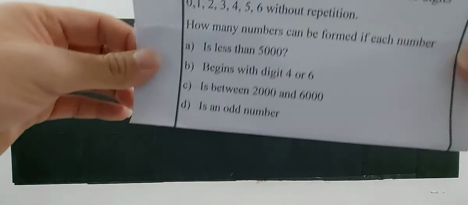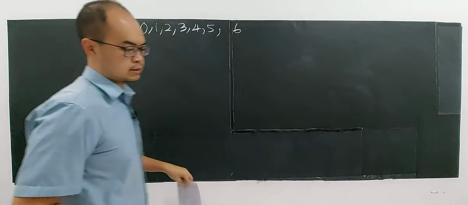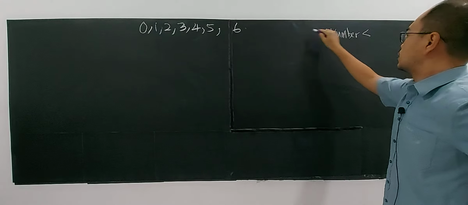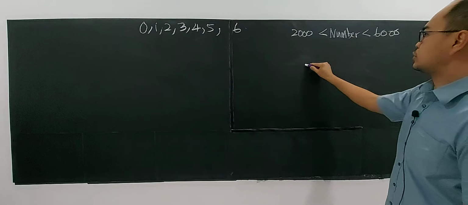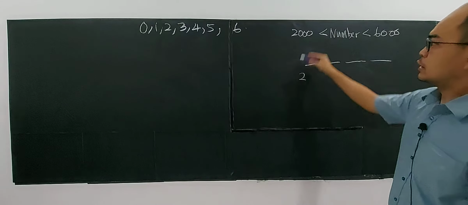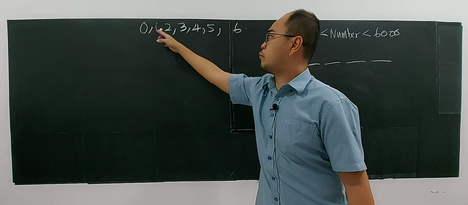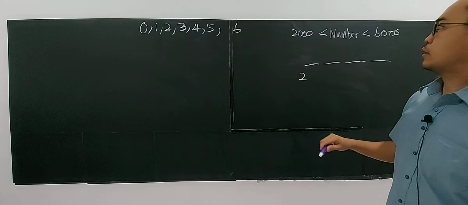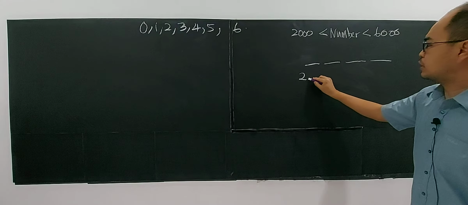All right, let's look at part C. So it's between 2,000 and 6,000, right? What is the meaning of between? Between means it cannot be 2,000 and cannot be 6,000. It must be in between. The most important thing you must understand is that the first digit must begin with 2 or more. Once you begin with 2, it's definitely more than 2,000, right? Because 0 cannot repeat, and all the digits are different. If you choose 2, 0, maybe the other one will be 4, 5, which is also greater than 2,000.